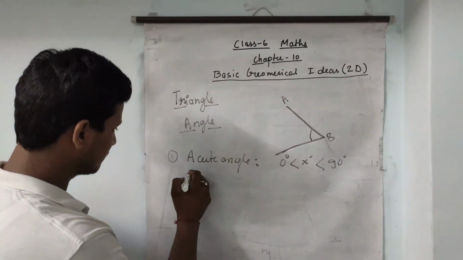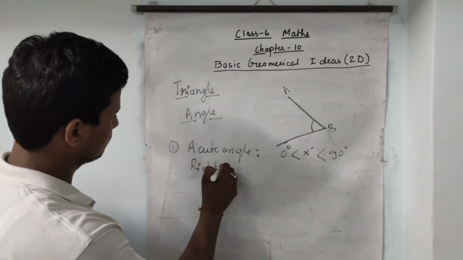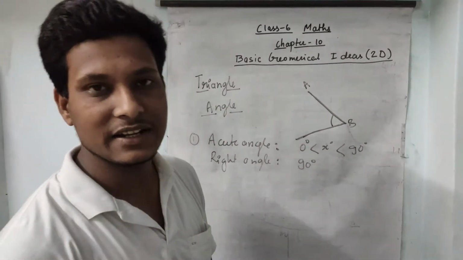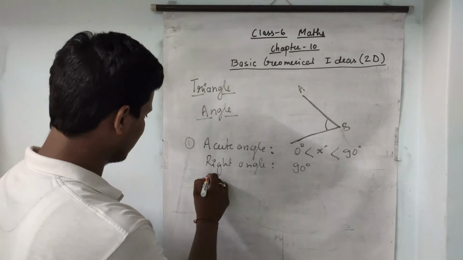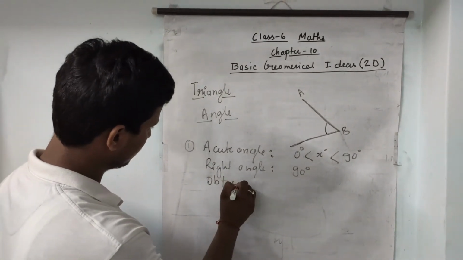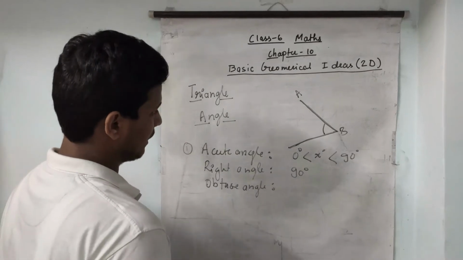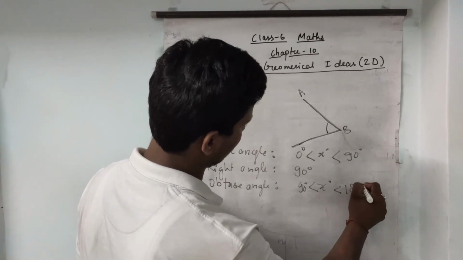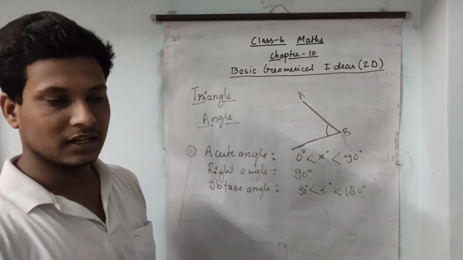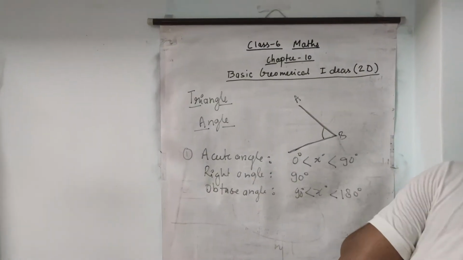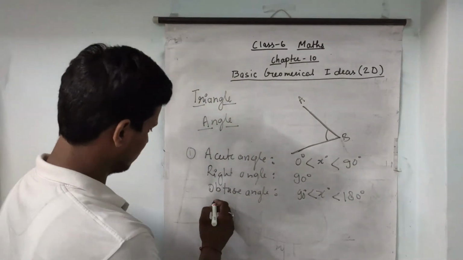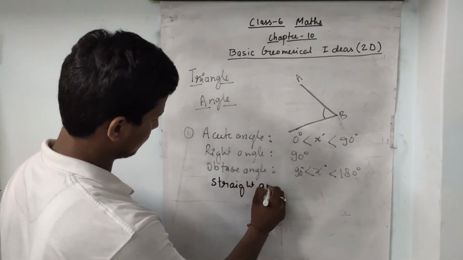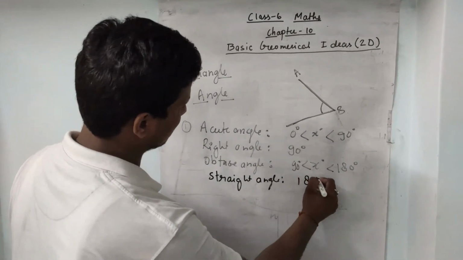Okay, the next is the right angle. It is exactly 90 degrees. The next is the obtuse angle: an angle greater than 90 degrees and less than 180 degrees. Okay, these are the three angles. The next type of angle is the straight angle, which measures exactly 180 degrees.